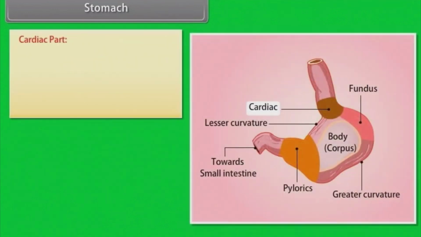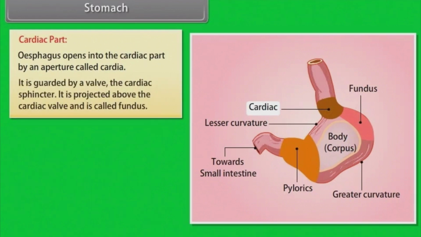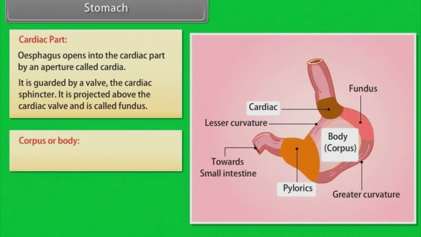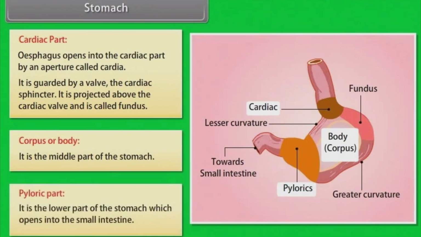Cardiac part. The esophagus opens into the cardiac part by an aperture called cardia. It is guarded by a valve, the cardiac sphincter. It is projected above the cardiac valve and is called fundus. Corpus or body. It is the middle part of the stomach. Pyloric part. It is the lower part of the stomach which opens into the small intestine.